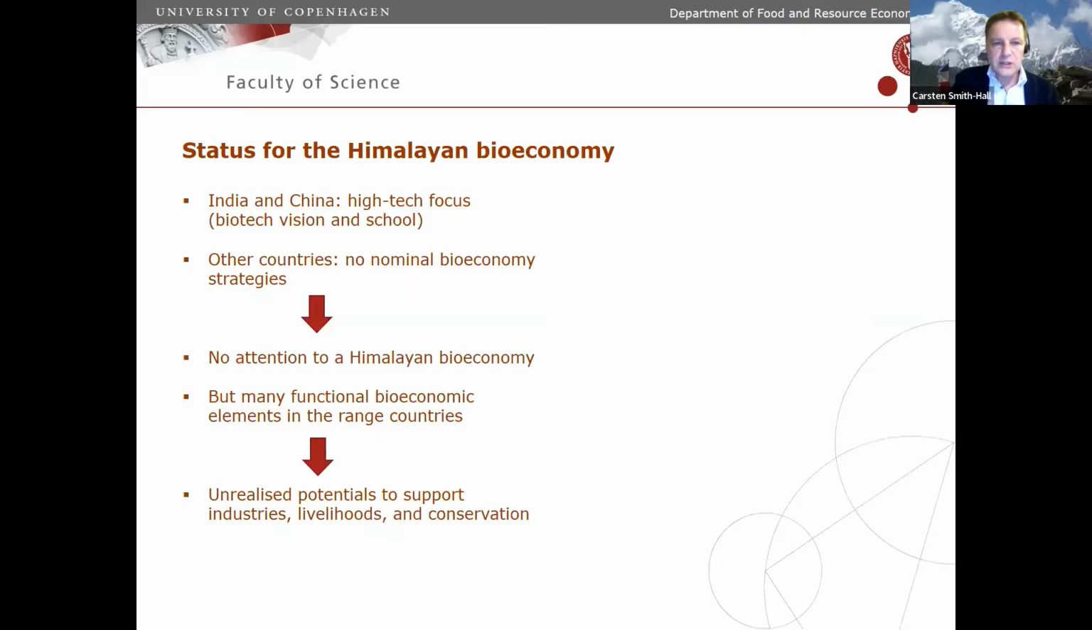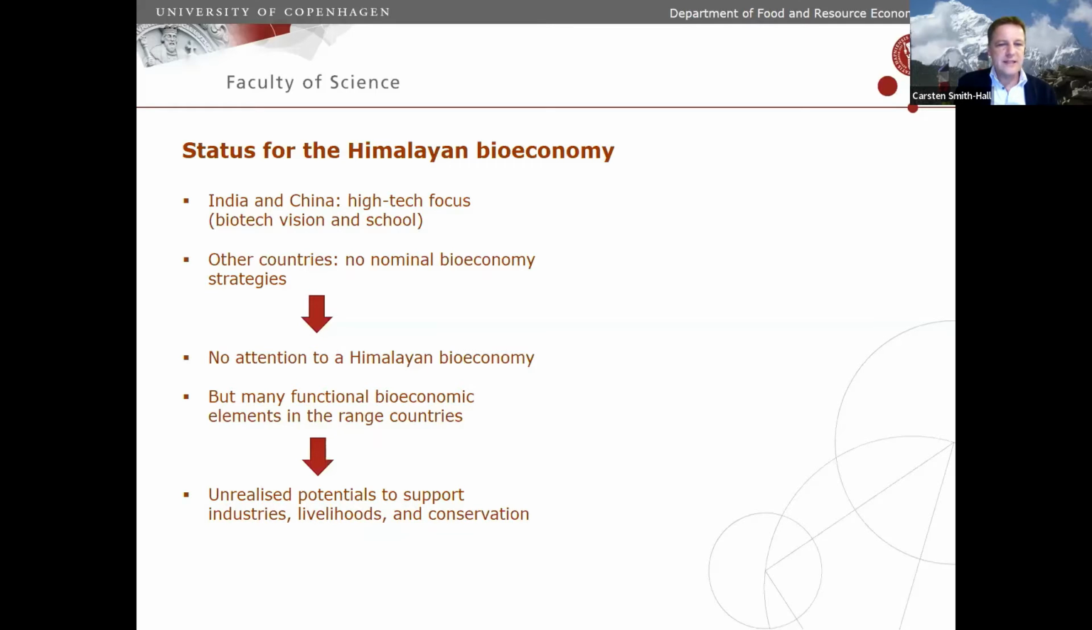So let's just return to the focus here on the Himalayan bioeconomy. What's the status for the Himalayan bioeconomy? Well, of course, in India and China, these huge countries, they have established some nominal specific bioeconomic strategies, but these are very much in line with the biotech vision and school. It's not focused on the use of non-timber forest products or decentralized natural resources management and so on. In other countries in the Himalayan range, such as Nepal and Bhutan, there are no nominal bioeconomic strategies.